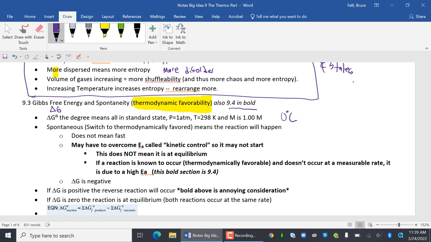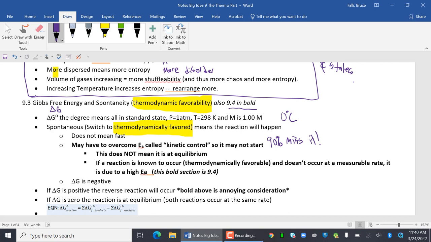Delta G tells you spontaneity. They don't use the word spontaneous anymore. Older stuff will. So we want to start saying thermodynamically favored. That means a reaction will happen. This does not mean it's going to happen quickly. So many times you'll hear that something is thermodynamically favored, but it will have to overcome EA, called kinetic control, so it may not start. Remember, 90% of you miss this question over and over again. Because I tell you it's supposed to happen, the K is very big, but it doesn't happen. Why not? It's got a big EA. This does not mean it is at equilibrium if it doesn't start.